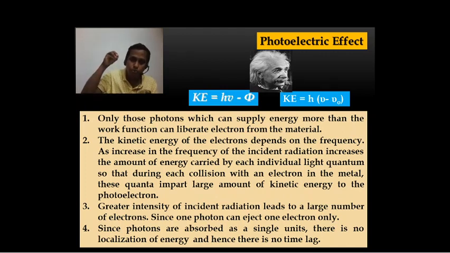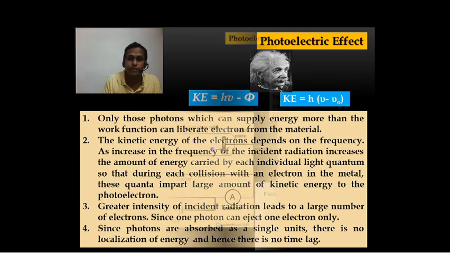Suppose one photon is incident on the metal surface, one electron is ejected. If we allow 10 photons to fall, there is an ejection of 10 electrons. Okay, then the fourth one is there is no time lag between incident photon and ejected electron. That is Einstein's explanation of the photoelectric effect.